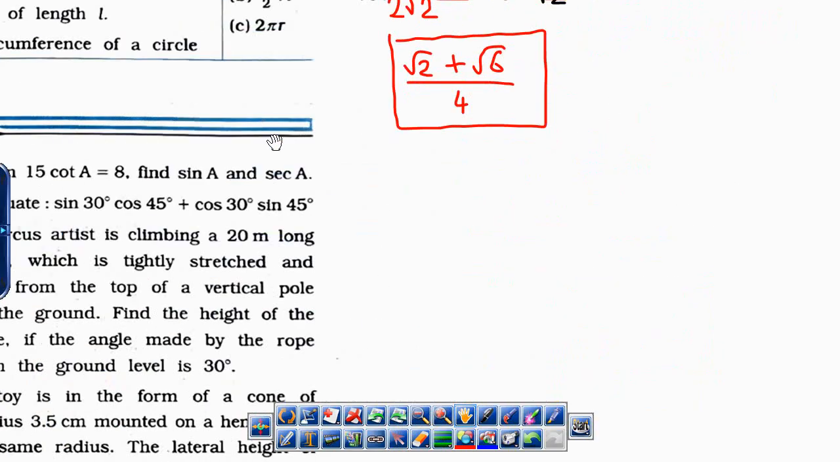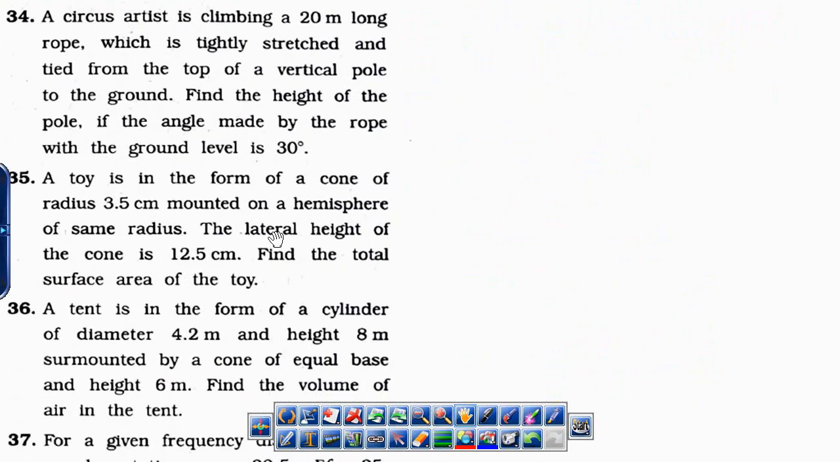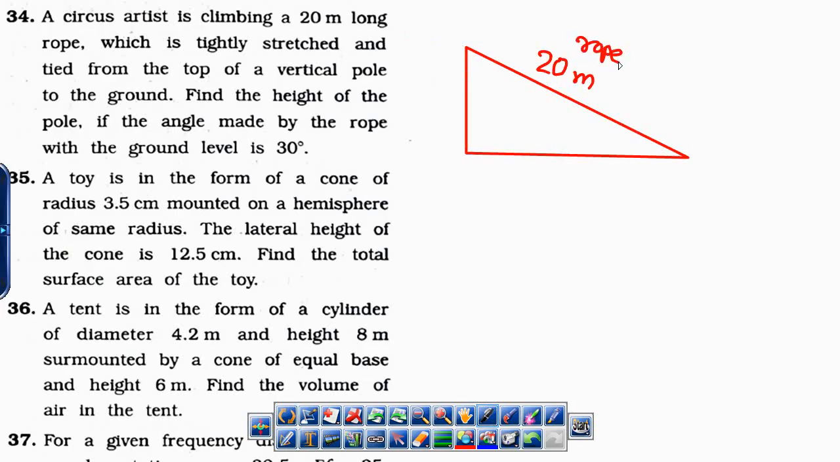Sum number 34, circus artist. This is also from the textbook. A circus artist is climbing a 20-meter long rope which is tightly stretched. This is the rope and this is 20 meters long. From the top of the vertical pole, this is the pole's top where the rope is tied, and this is the ground where the rope is tied. Find the height of the pole, h, and the angle made by the rope and the ground is 30.